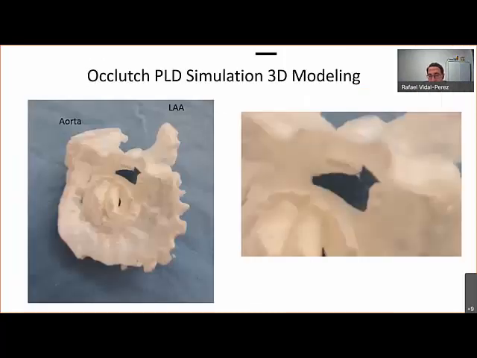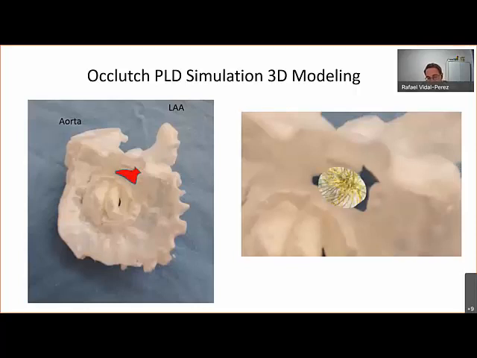So one idea that could help us, and this is one of the main points of interest of the case, is to simulate what we are going to do. So they got a 3D model, printed from the CT scan of the patient, showing where the leak is, and thinking about how to close that. And this is the size, which is not so regular, as you see.